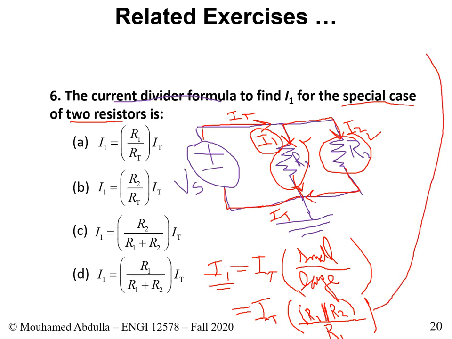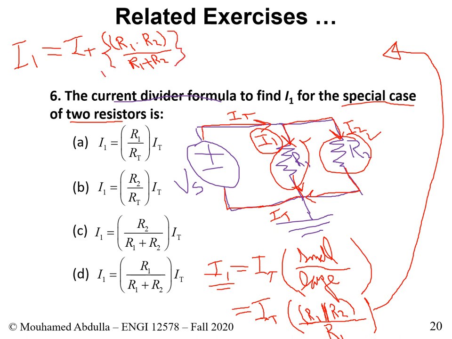I don't really have space, so I'm just going to move up here to continue the work and rewrite it. So we have I1 equals I total times R1 in parallel with R2. When we have two resistors in parallel, there is this equation that we memorized, hopefully by now: R1 times R2 divided by R1 plus R2. This whole part is R1 in parallel with R2, right? And we also have to divide by R1, which is the one in the bottom. That's where this R1 is.